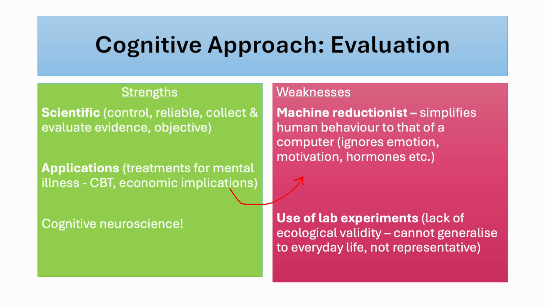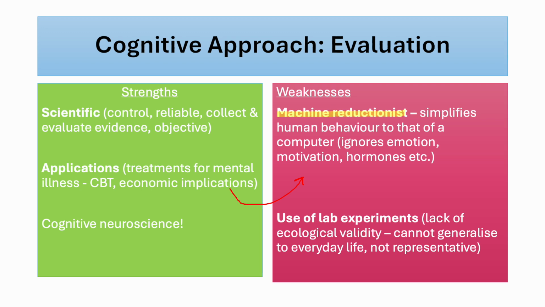And then, of course, cognitive neuroscience. We have a lot of developments. We understand the brain, we understand thoughts and behaviour a lot more now because of the cognitive approach and their development of neuroscience. However, a really important criticism is machine reductionism.